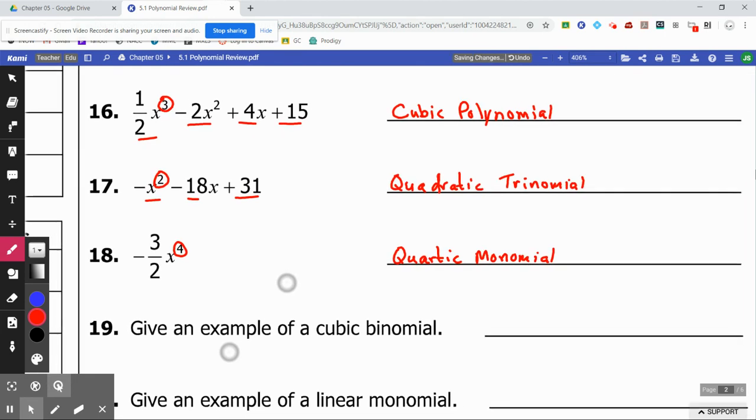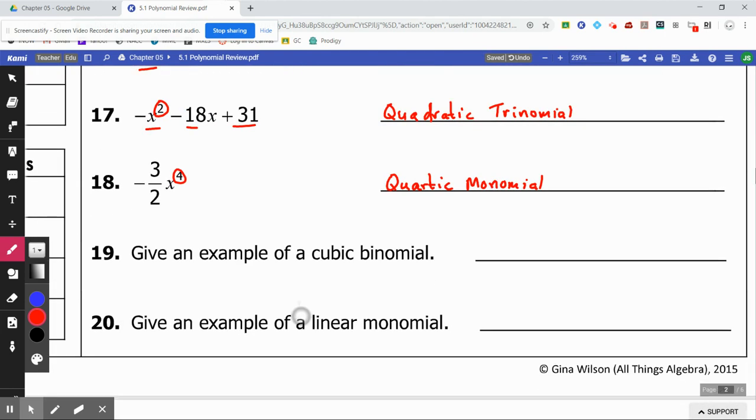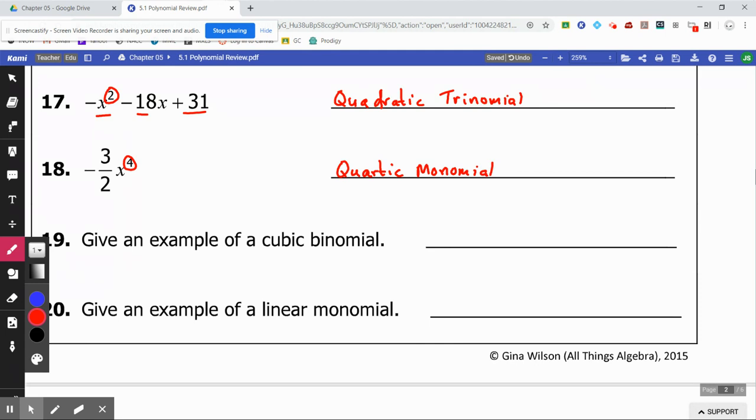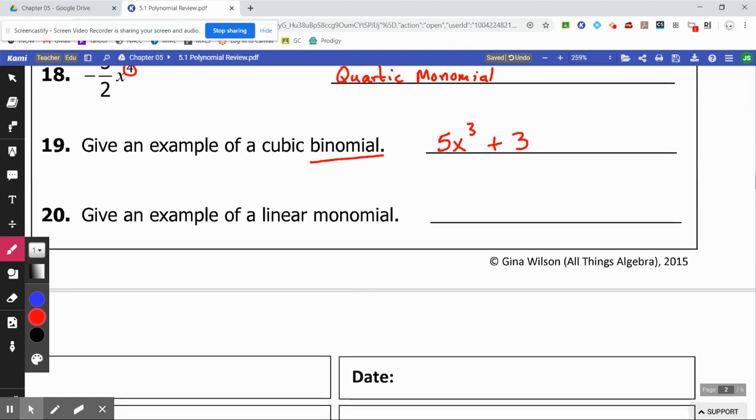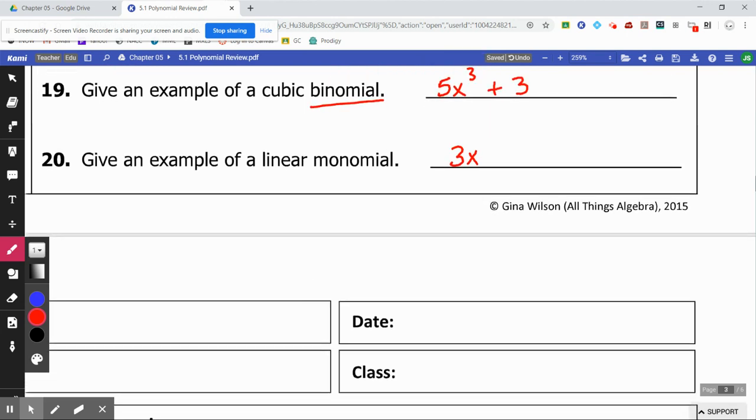Okay, next up, number 19 says, give an example of a cubic binomial. So automatically we have to have an x to the third, and just tack on anything, plus 3 if you'd like to. So that'd be a cubic binomial. Give an example of a linear monomial. Since it's linear, like 3x, it has to be to the first power. Since it's a monomial, don't add anything to it because it only has one term.